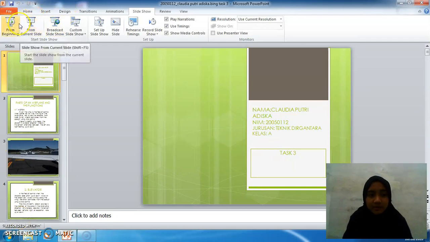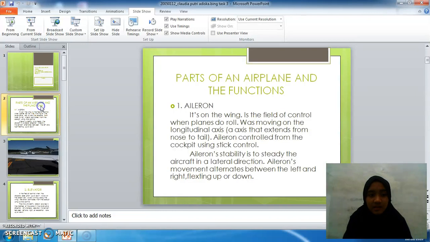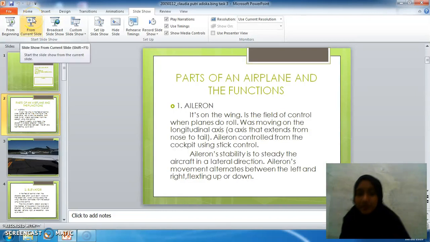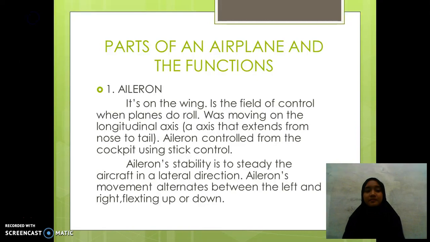And I want to present about parts of an airplane and their functions. Number 1, aileron. It's on the wing.